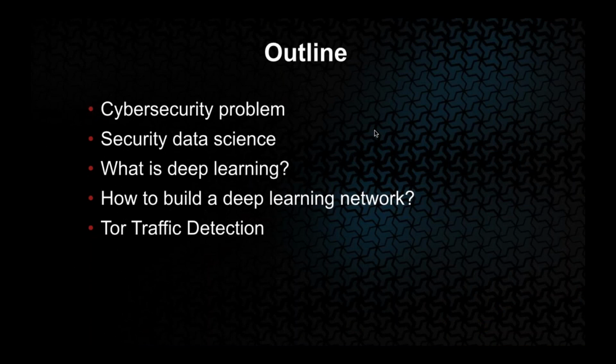So I will start with a problem. What's the cybersecurity problem, and what are the typical basic controls we use in security? And talk more about it from a security data science and machine learning point of view. Then get into deep learning. I'm not going to give you too much detail of deep learning, but I will talk about the basics. Then we will together build a deep learning network. We will use Keras, IPython, and TensorFlow, and we will build a deep learning neural network. We will use it for Tor, non-Tor traffic classification. So let's get started.